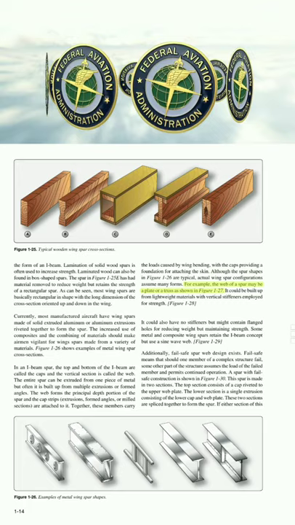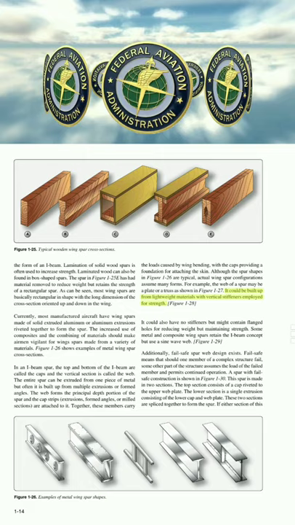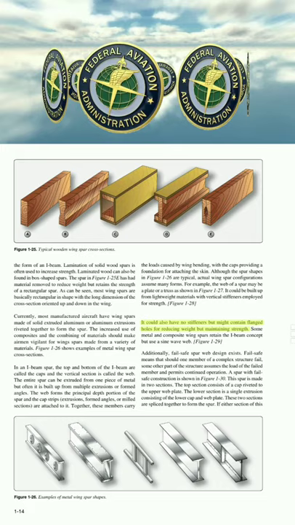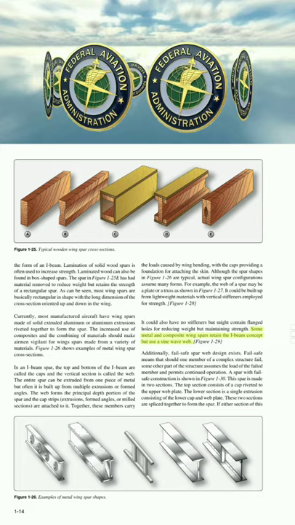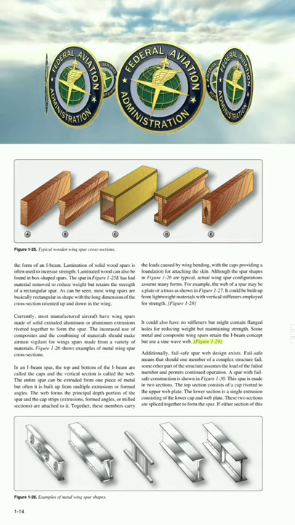For example, the web of a spar may be a plate or a truss, as shown in Figure 127. It could be built up from lightweight materials with vertical stiffeners employed for strength, Figure 128. It could also have no stiffeners but might contain flanged holes for reducing weight but maintaining strength. Some metal and composite wing spars retain the I-beam concept, but use a sine wave web, Figure 129. Additionally, fail-safe spar web design exists.